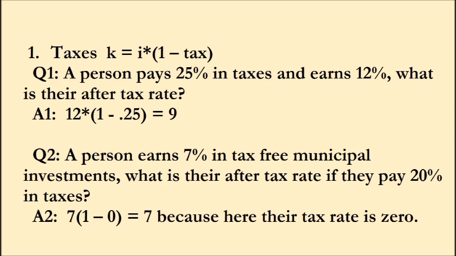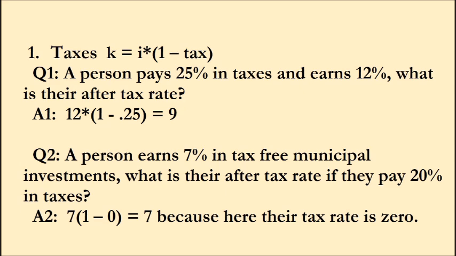Let's start with something basic, and that is after tax. A person is in the 25% tax bracket, earns 12%. What is it after tax? It'd be 9%. Subtract a quarter from the 12, you get the 9. But what if he or she earns 7% in a tax-free municipal bond, no tax? Well, it would be the same before and after, still 7.